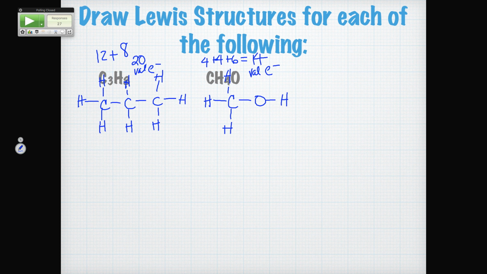Now if I look at this, I've got 2, 4, 6, 8, 10 electrons. I'm supposed to have 14. The oxygen gets 2 lone pairs. And when you do that, the oxygen ends up with how many electrons around it? 8, the octet rule.